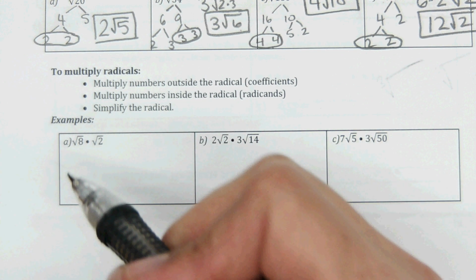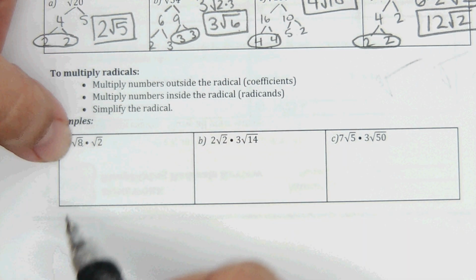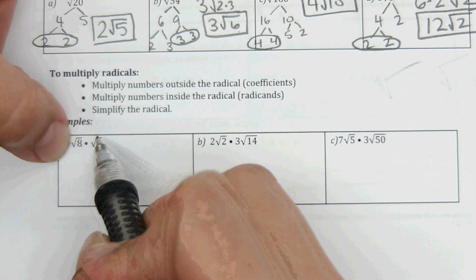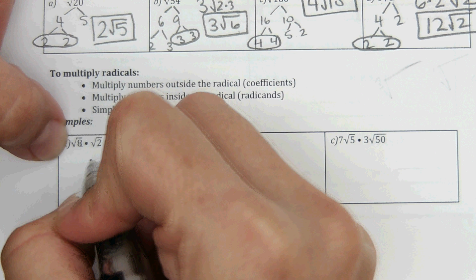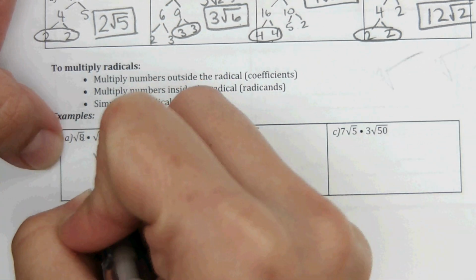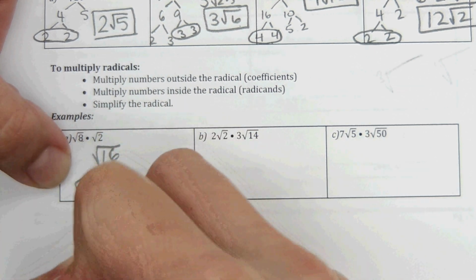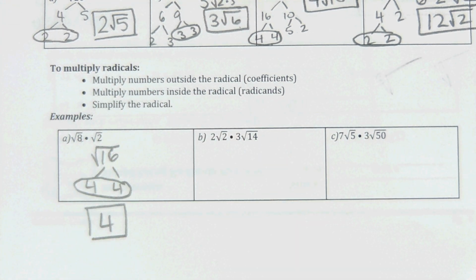Okay, next one. You could simplify this first, or you can combine these. I find the easiest thing is just to combine it into 1. So 8 times 2 is 16. We get square root of 16. Break it up. Okay, I got 2 of the same number, so I'm just going to take that out. And the answer is just 4.